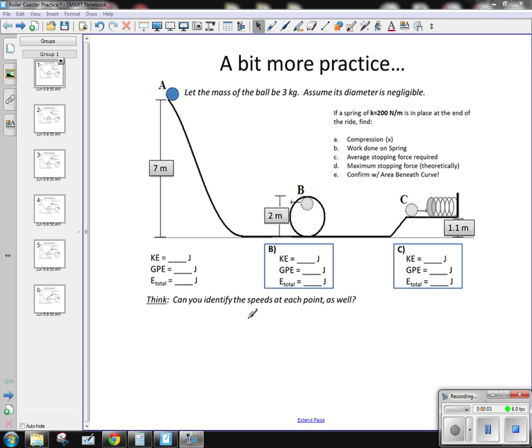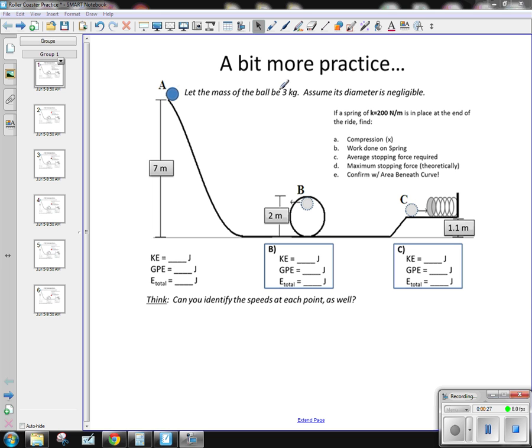So here's a little practice using a classic roller coaster design, and I threw in a little curveball at the end. It's actually going to be stopped. This ball is going to be stopped by a spring, and we can assume it locks into place at the end. So I've defined the total energy of the system by releasing it from rest at this point.